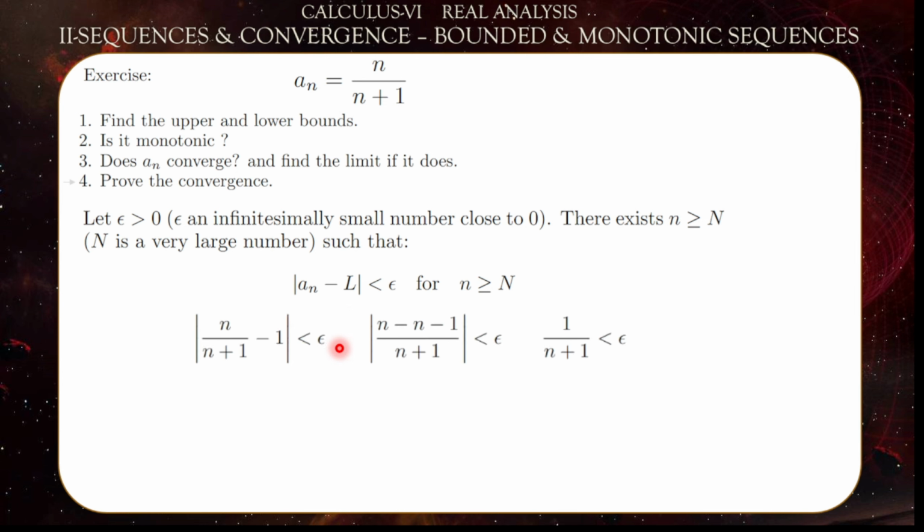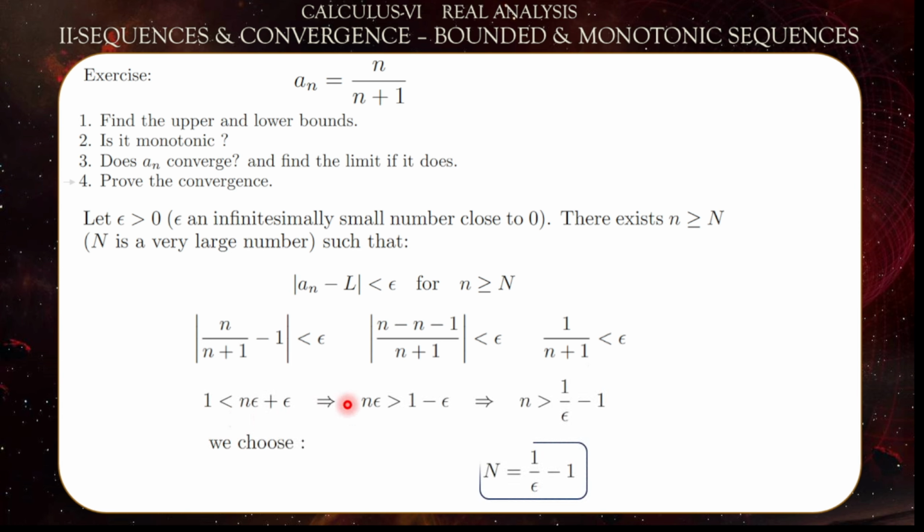The absolute value of an minus L is less than epsilon, which is n divided by n plus 1 minus 1 in absolute value is less than epsilon. So n minus 1 divided by n plus 1 is less than epsilon, which is equal to minus 1 divided by n plus 1. Again, in absolute value, it becomes positive. So 1 divided by n plus 1 is less than epsilon.